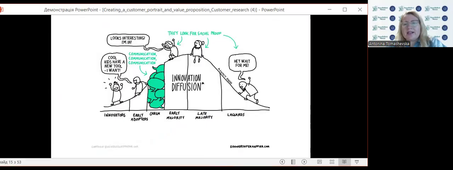Geoffrey Moore suggested that there is a gap, the chasm, between the first two and the other categories, which many startups fail to overcome. In fact, this is the stage of turning a technology for enthusiasts into a technology for pragmatists. The enthusiasm of innovators and early adopters may sometimes be enough to promote innovation, but its ultimate success depends on how convincing the evidence of the usefulness and effectiveness of the new product or technology is for pragmatists.